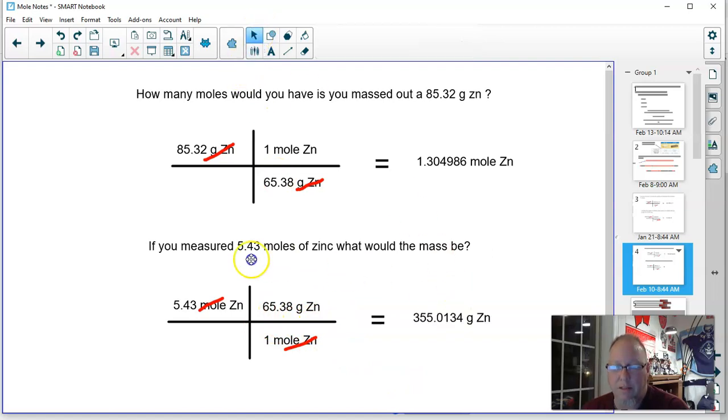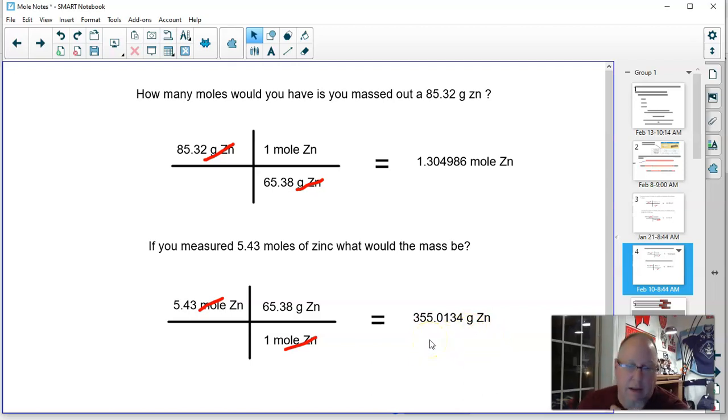When this problem is all said and done, I took 5.43 times 65.38. I got this number on my calculator. However, when I started, I had 3 significant digits. So when I finish, I should have 355 grams of zinc. And that's the only answer that you should have.